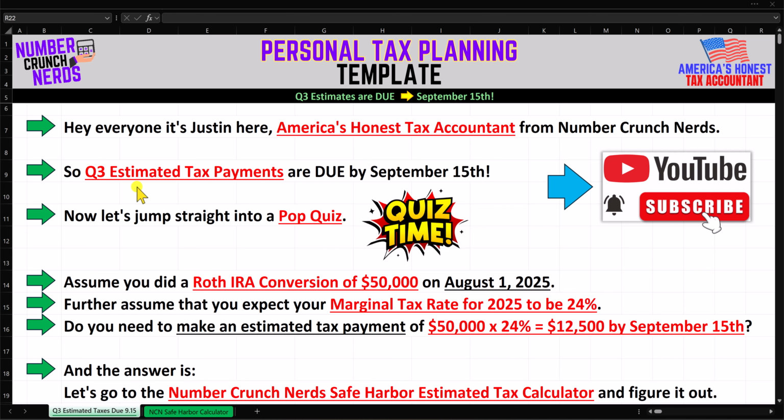So Q3 estimated tax payments are due by September the 15th. Now let's jump straight into a pop quiz. Assume you did a Roth IRA conversion of $50,000 on August the 1st, 2025. Further assume that you expect your marginal tax rate for 2025 to be 24%.